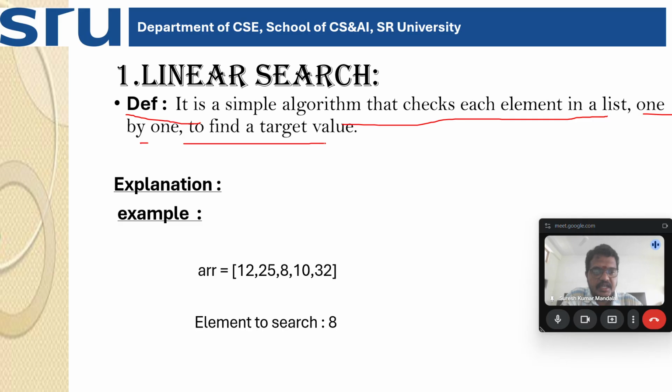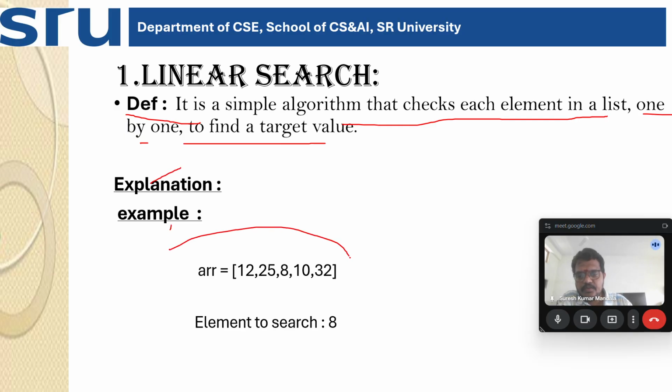In the linear search algorithm, it will search for the targeted value. It will start the comparison from the starting element present in the array to the ending element in a sequential manner, one after one. How it will be compared, we will see with an example.